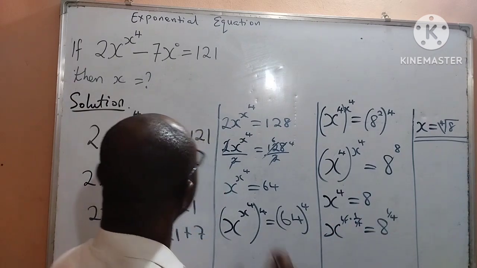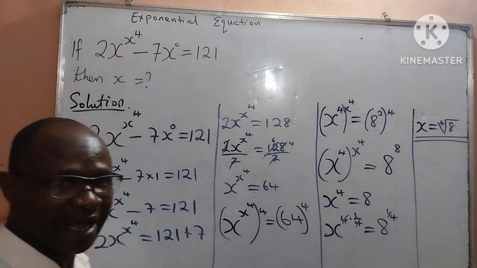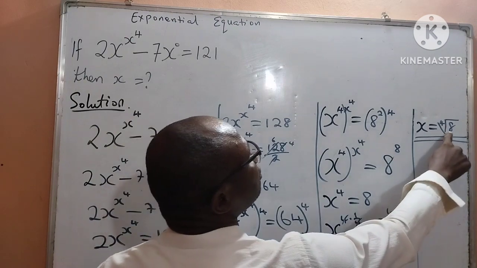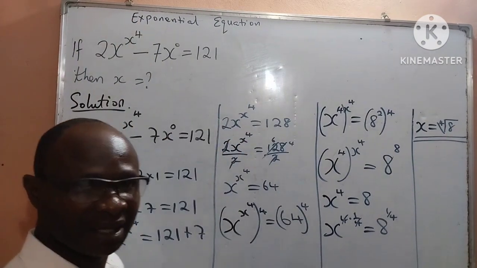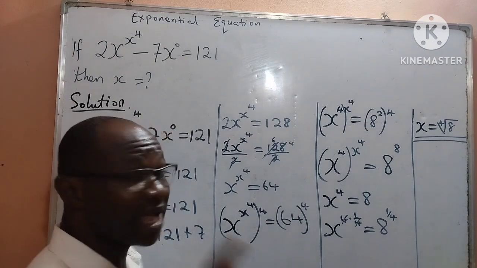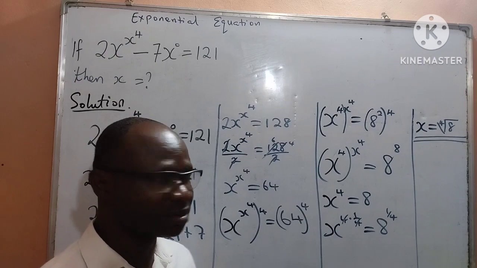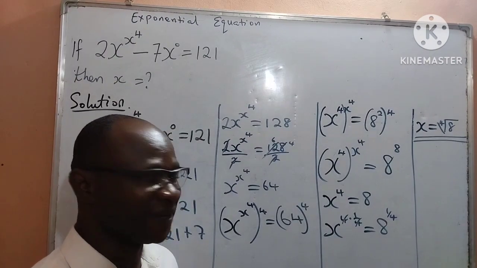I give you the task: substitute the value of x, which is the 4th root of 8, into the given question by the left hand side, and I bet you it will be exactly 121. Okay, should we do it? Okay, you do it for me.